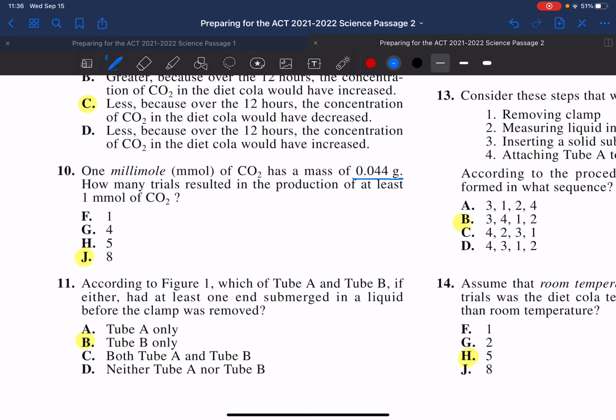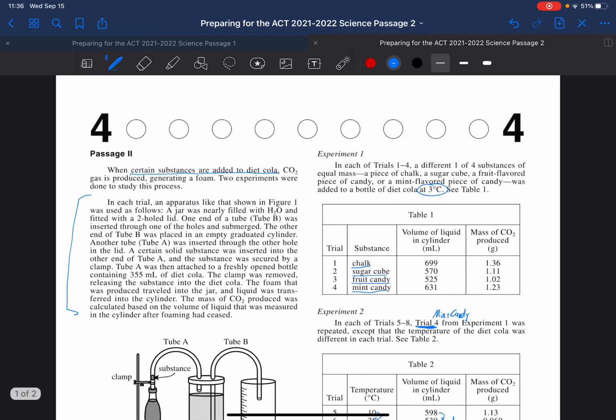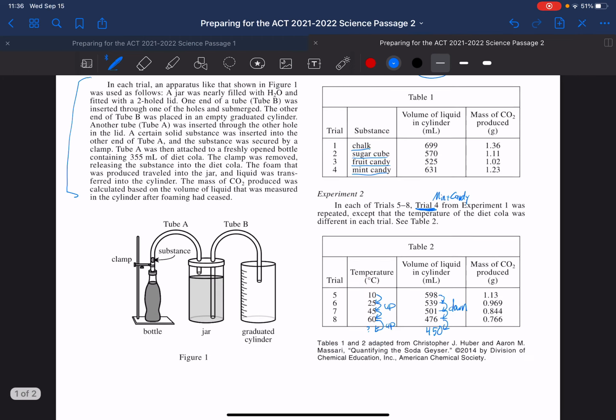So how many trials resulted in a production of at least 1 millimole of CO2? Now, if I look, they actually didn't measure CO2 in millimoles. They measured in grams. But they just told us right here that 1 millimole has a mass of 0.044 grams. So I can just rewrite this question and say, instead of asking how many trials had at least 1 millimole, I can ask how many trials had at least 0.044 grams of CO2. How many times did that happen?